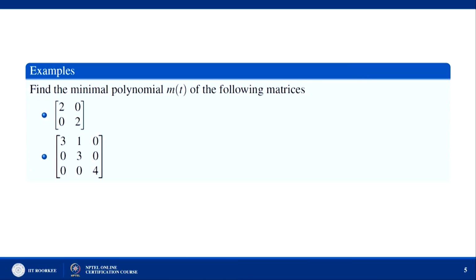Suppose you have the first problem, the matrix 2 0 0 2. So, what is the characteristic polynomial of this matrix? It means the determinant of [2 minus lambda, 0; 0, 2 minus lambda] should be 0, or it implies (2 minus lambda) whole square is equal to 0. So, this is the characteristic polynomial of this matrix A. How many roots does it have? Only 2 roots, both are equal, lambda equal to 2, 2.